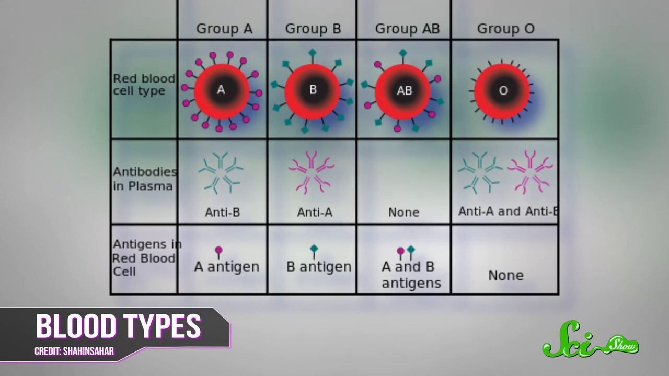If you have B antigens on your blood cells, then you're type B, and you have antibodies for type A. If you have both, you're type AB, and you don't have antibodies for either. And some people have neither kind of antigen. Their genes actually code for an agglutinogen that just doesn't work, and they have antibodies for both A and B. These guys are called type O.